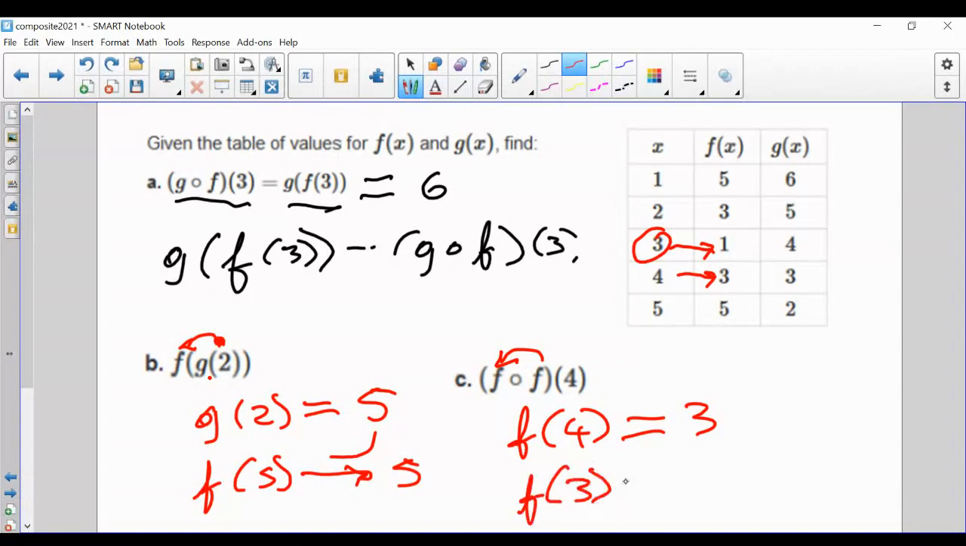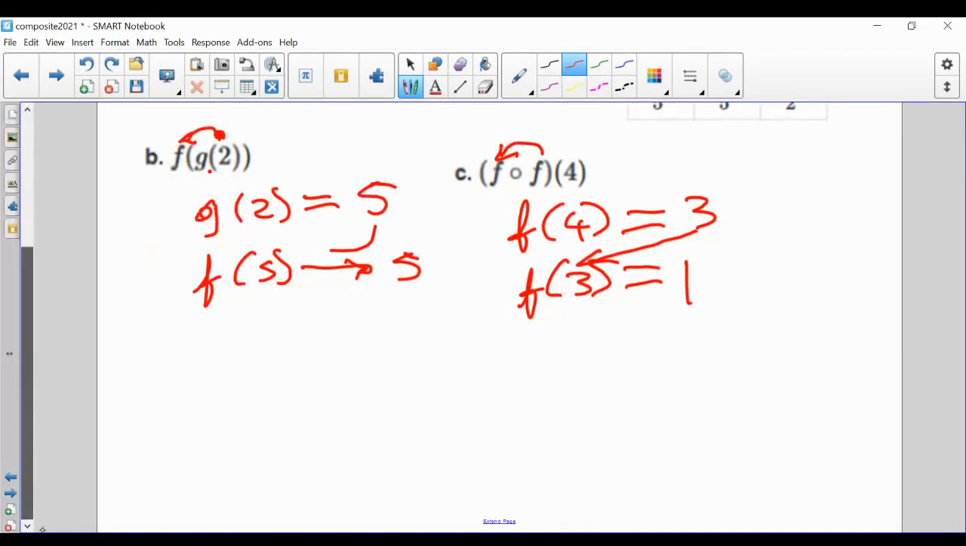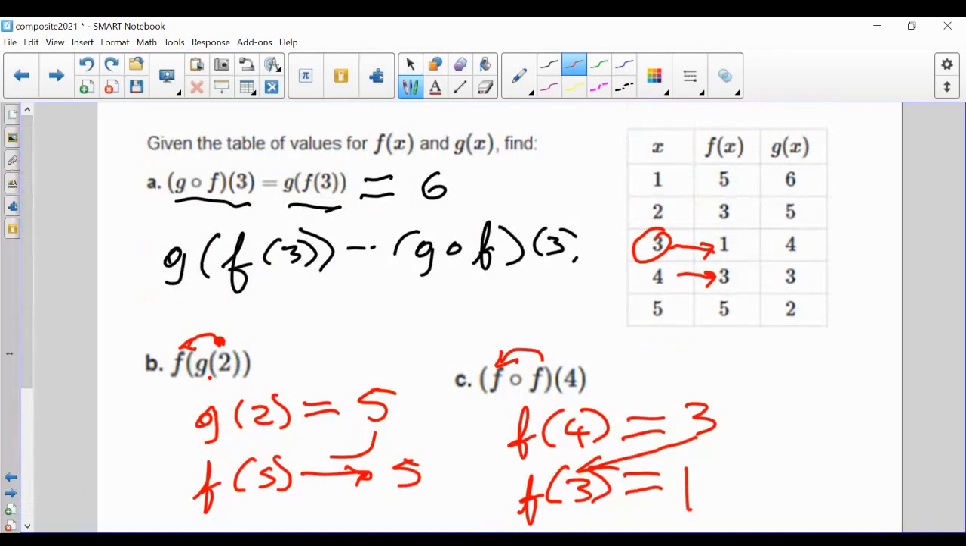F of 3. So what's the f of 3 then? And you know why I'm using 3? Because that was the result. The result of this becomes the input for that, is what we're saying. So that's why the answer is 1. All right, does that make sense? I want to make sure that we're good with that. And that was the last one on this page.